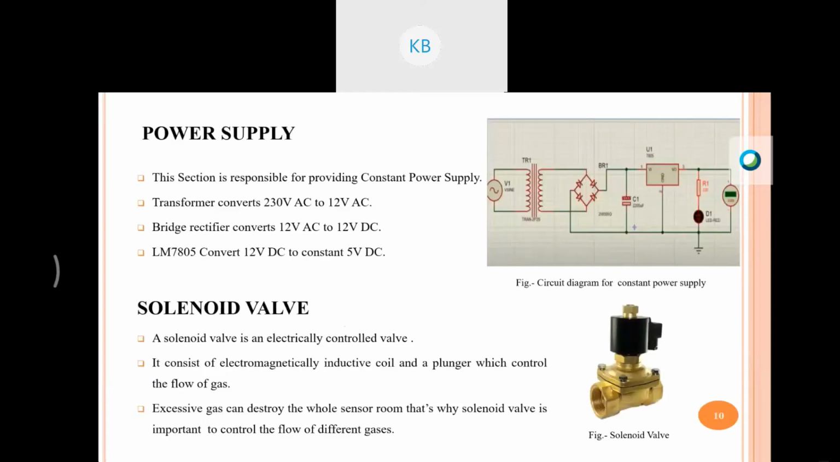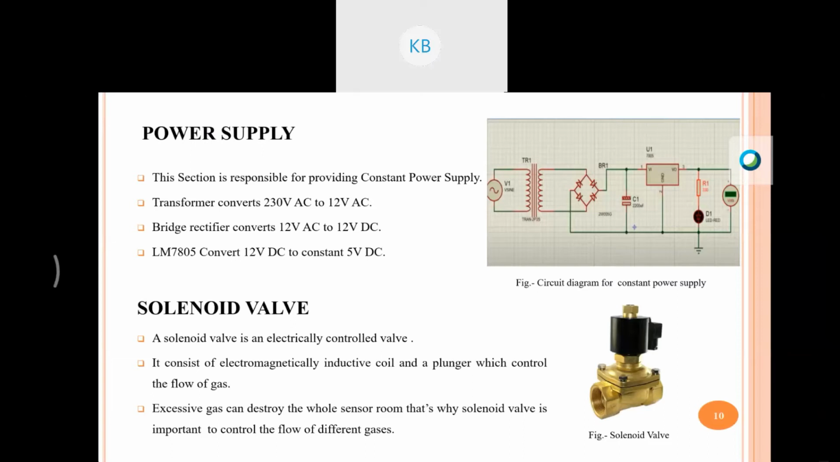Now let us talk about the power supply. We don't get the 5 volt power supply directly. We have to transform 230 volt AC to 12 volt AC. We have done 12 volt because the 7805 voltage regulator operates from 0 to 12 volt. That's why we have gone to 12 volt AC. Next, the bridge rectifier converts this 12 volt AC to DC, and then the voltage regulator converts the 12 volt DC to a constant 5 volt DC.